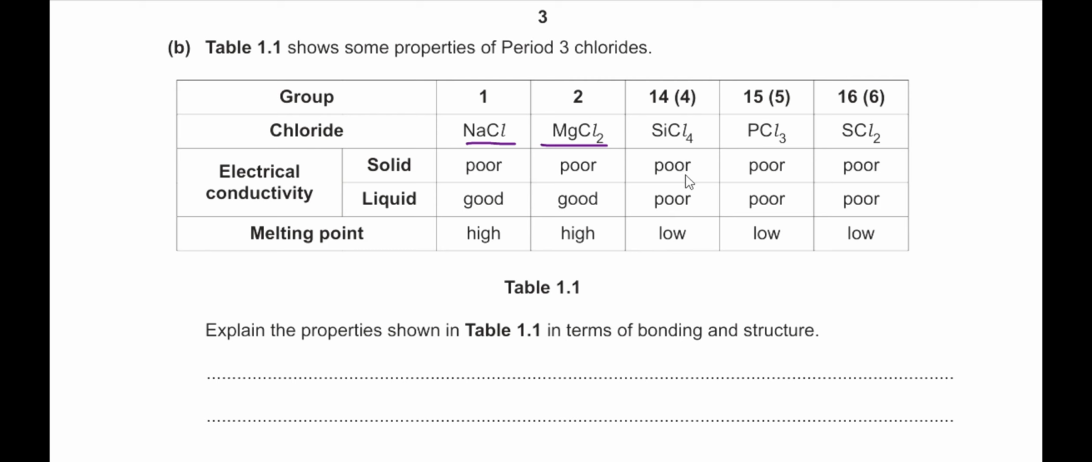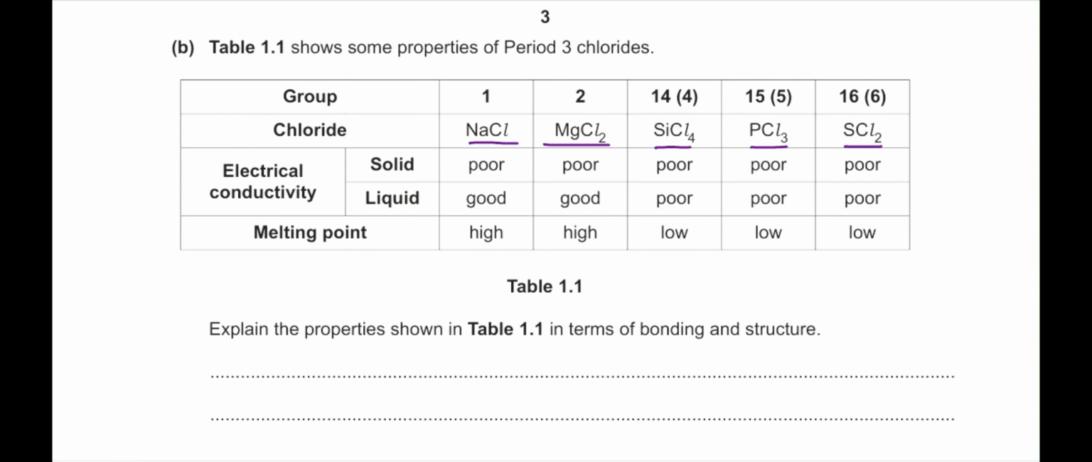In contrast, SiCl4, PCl3 and SCl2 are simple molecules. They have only weak intermolecular forces of attraction in the form of London forces. Hence, they have comparatively low melting point. They are poor conductors of electricity because they do not have ions to carry the charges. So let us write that out here.